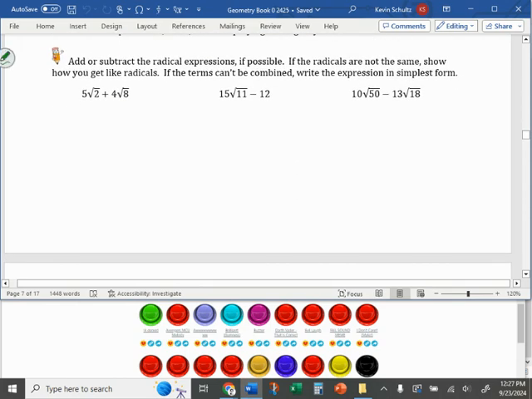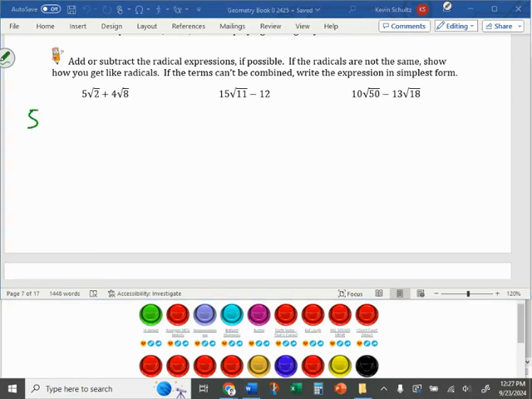Here we go. 5 root 2 plus 4 root 8. Are the roots the same? No. Can they be added as they're written? No. The only way to get the roots the same is by simplifying. Can we simplify root 2 or root 8? How can we simplify the root 8? 4 times 2. So we have 5 times root 2 plus 4, and we're going to rewrite the root 8 as root 4 times root 2, because we have to have that perfect square factor.